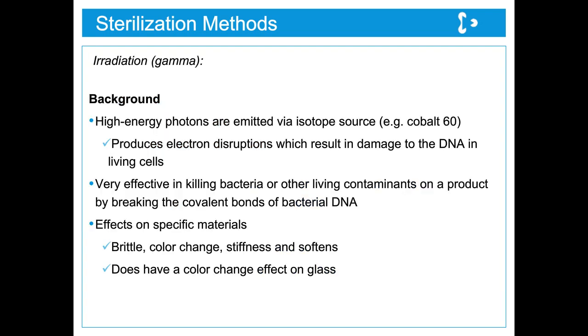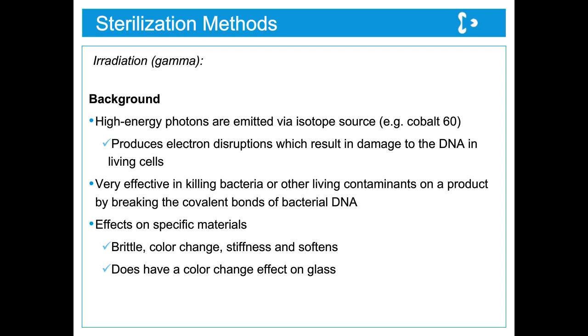Lastly, let's get into irradiation, and this is specifically gamma irradiation. This works as high-energy photons are emitted via an isotope source. It's usually cobalt-60, and the cobalt-60 actually destroys the DNA in living cells. It's a very effective sterilization process because it actually breaks the covalent bond of the bacteria's DNA.